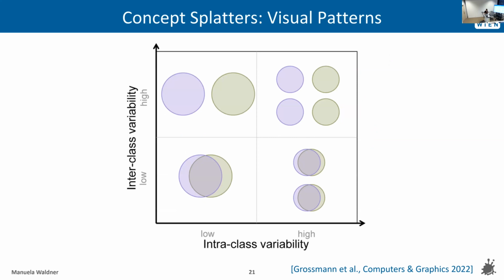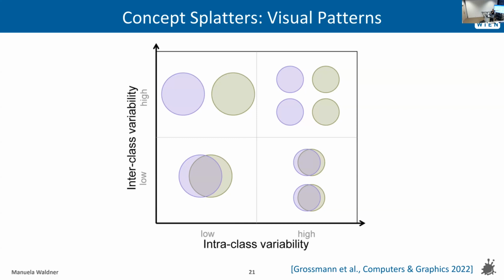Generally speaking, these are the high-level patterns that we can observe in this splatter space. If we have two concepts that we want to separate and that we expect in the data, the default case would be that I have two blobs that are not overlapping. That means we have a very high interclass variability, so the machine can separate these cases. They're very distinct in terms of their features, and they have a low intraclass variability. That means within themselves, the classes are pretty coherent. So this is what we would expect.